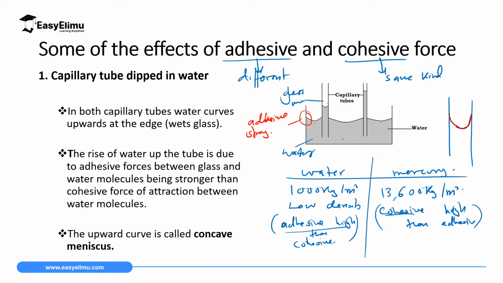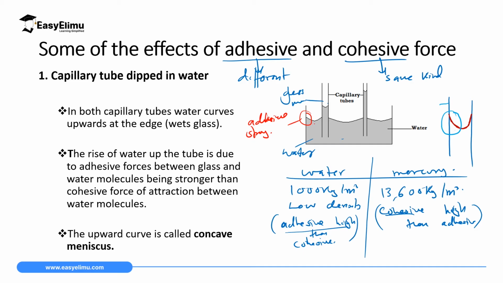It forms a curve like this. This means the force between the water molecules was weak and the force between glass and water molecules was strong. That's why the liquid tried to climb up through the glass, because the force between the wall of the capillary tube and the water is very strong. That is, adhesive force is very strong.